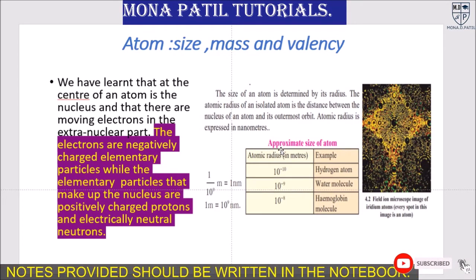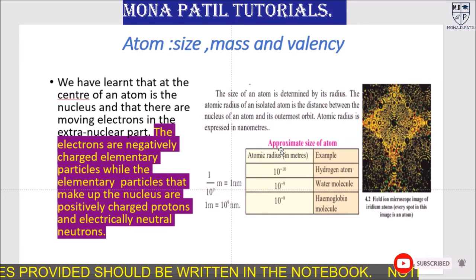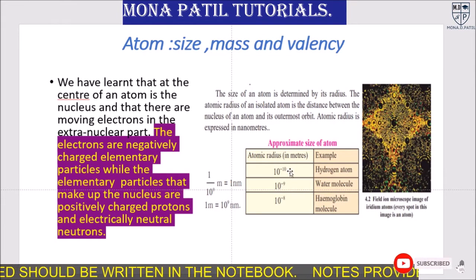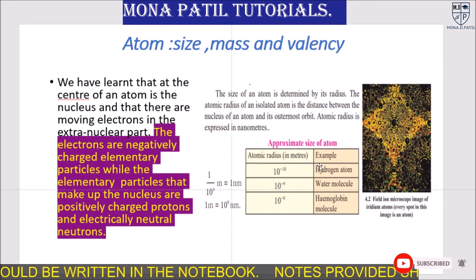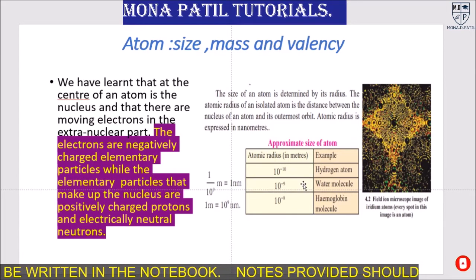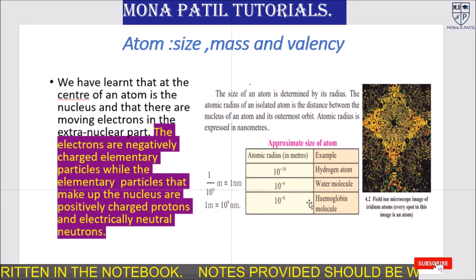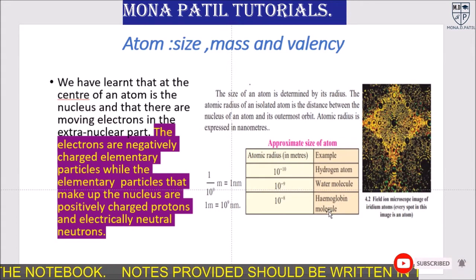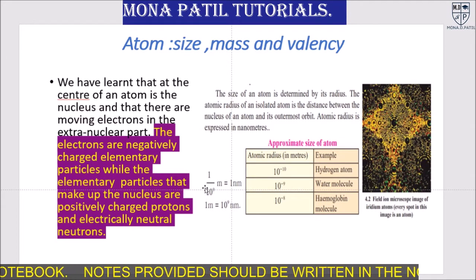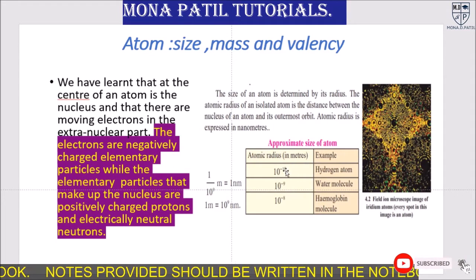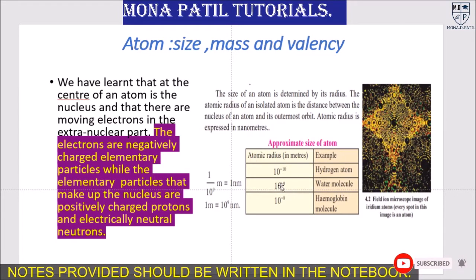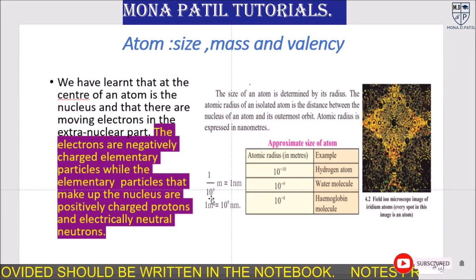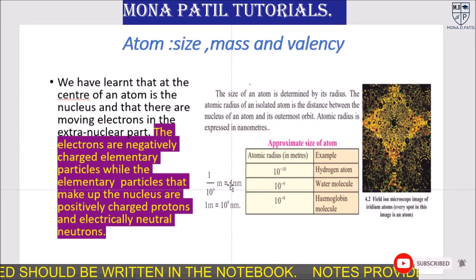Here the radius of some atoms has been given. Atomic radius is 10 raised to minus 10 meter for a hydrogen atom, then 10 raised to minus 9 for a water molecule, and 10 raised to minus 8 for a hemoglobin molecule. So you can imagine how small 10 raised to minus 9 is. It is 1 upon 10 raised to 9 meter, which means 1 nanometer.